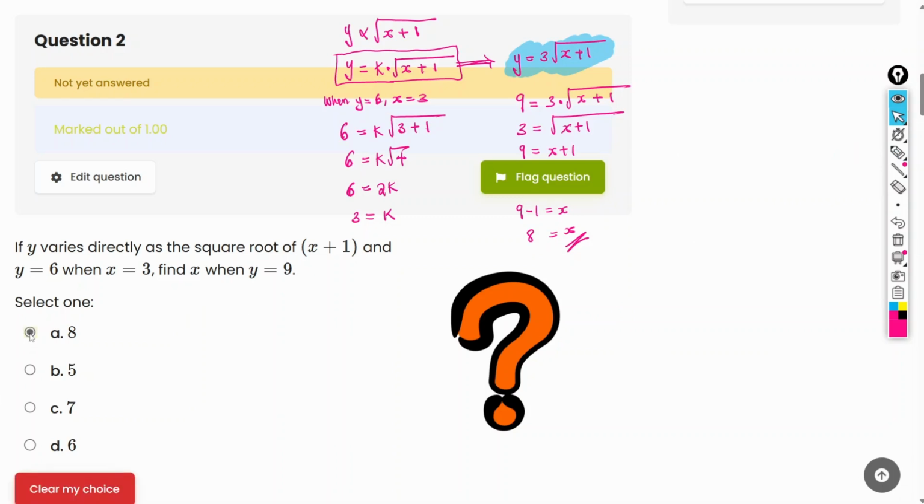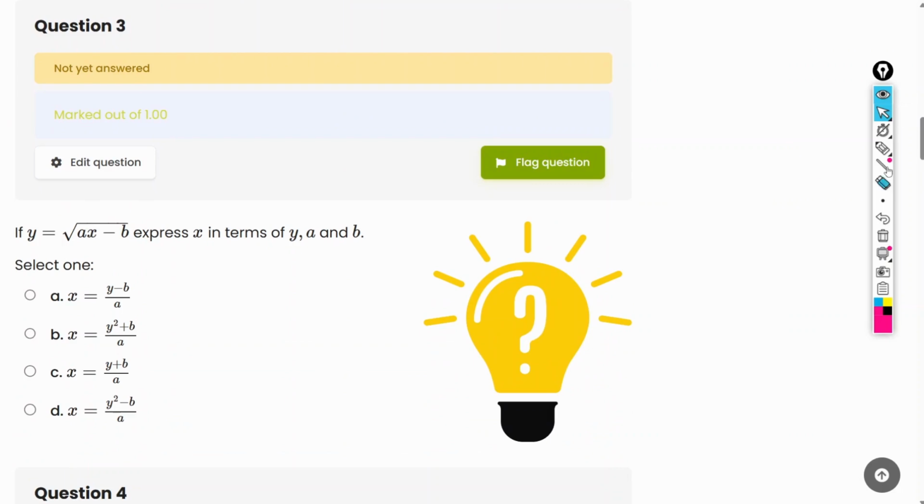Alright. Question 3. Question 3 says y is equal to the square root of ax minus b. Express x in terms of y, a, and b. Okay. So we have y is equal to the square root of ax minus b.